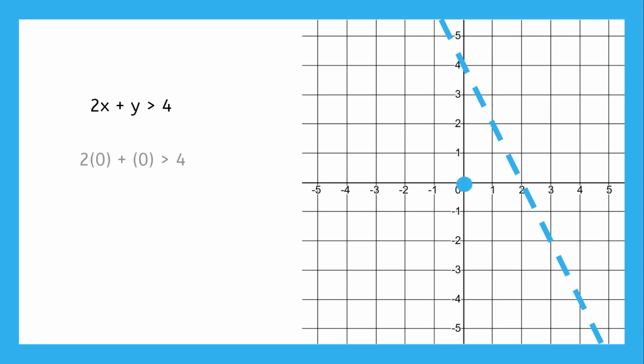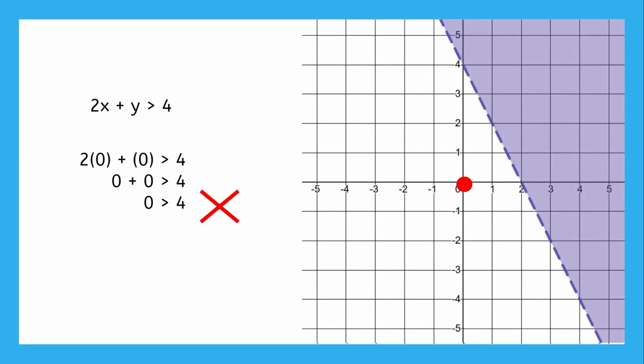Now we just need to know what side to shade, so let's test the point 0, 0. Plug in 0 for x and y, and simplify. Is it true that 0 is greater than 4? No, that's false, which means 0, 0 is not on the side with the solutions. The side with the solutions is this side here.